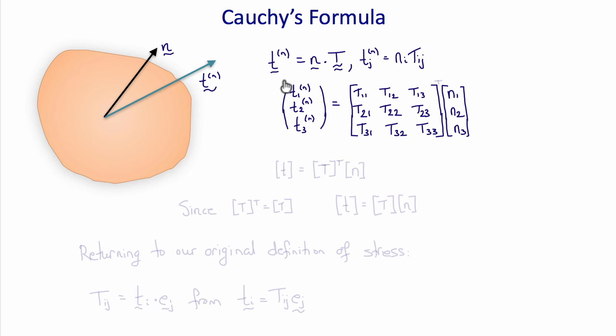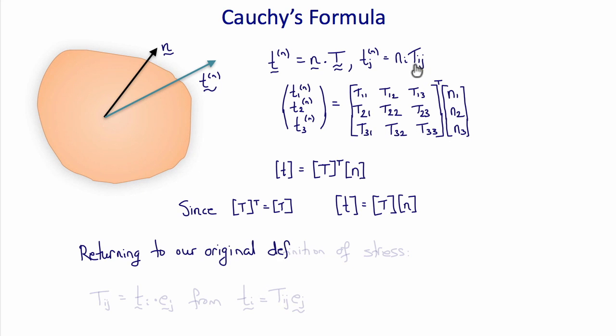Now notice that I changed the order of this formula here. That's because this formula is equivalent to, in matrix notation, T equals T transpose n. But since we've already seen that the stress tensor is symmetric, then that's the same mathematically as T equals T n. However, it's worth remembering this original form of the formula, even though the stress tensor is symmetric, because it helps us understand which index of the stress refers to the area or the surface, and which refers to the component of the traction. And then just to remind you, our original earlier definition of the stress was that Tij equals Ti dot Ej. This is just a special case of Cauchy's formula when the unit normal vector n is the unit vectors of our coordinate frame Ej.